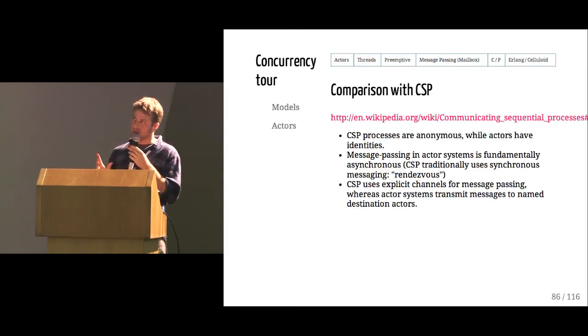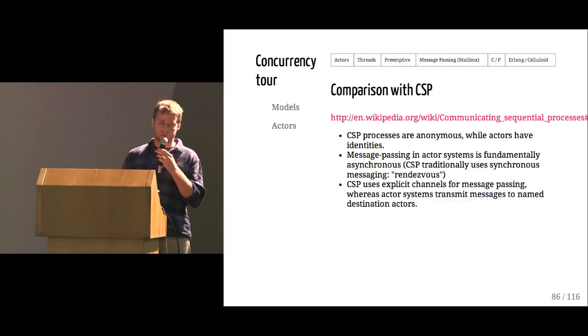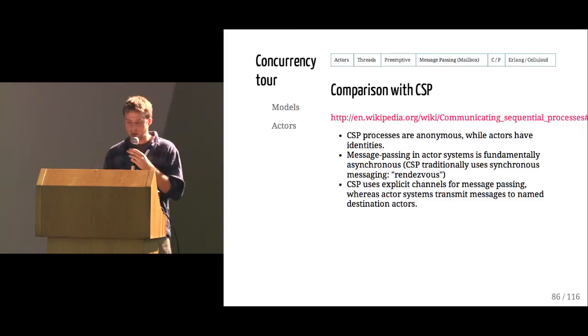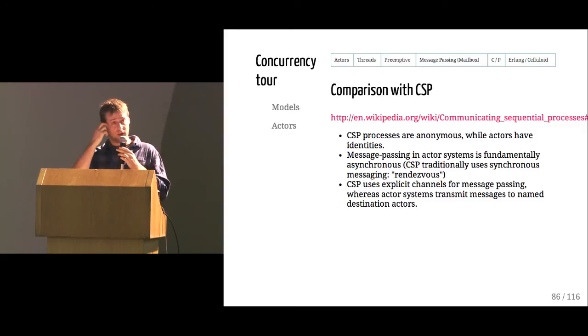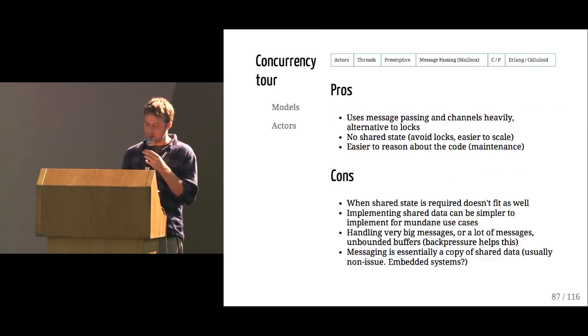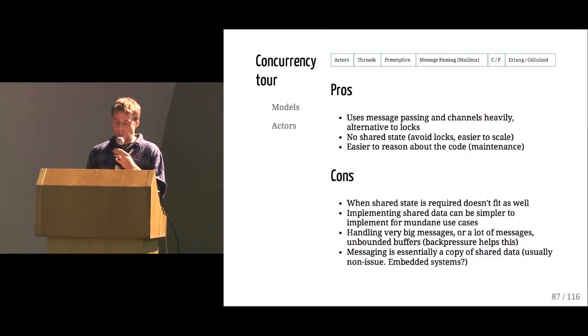So like I said, it's similar to CSP, but the main difference is that while CSP communicates over channels, in actors, the identity of the actor is the concept you use to communicate. So really the difference is what is the first class way of communicating. With CSP it's channels, and with actors it's the object-oriented thread, or the actor, that you're trying to talk to.